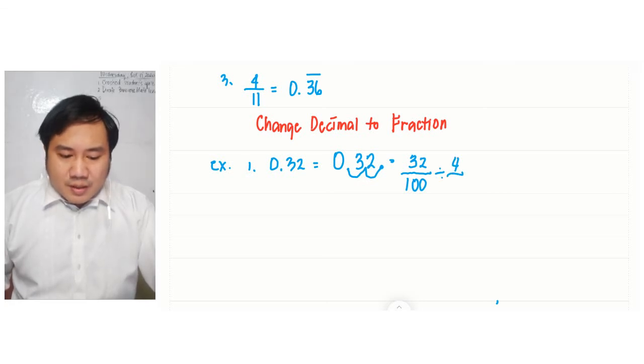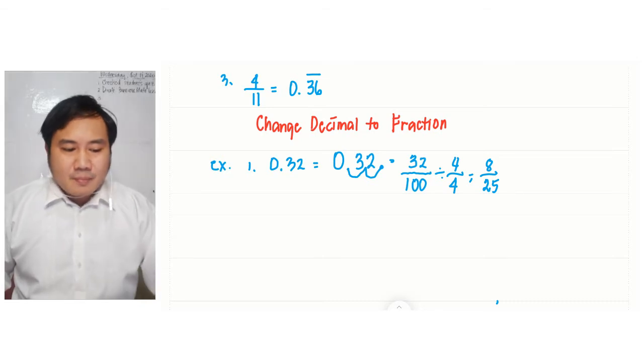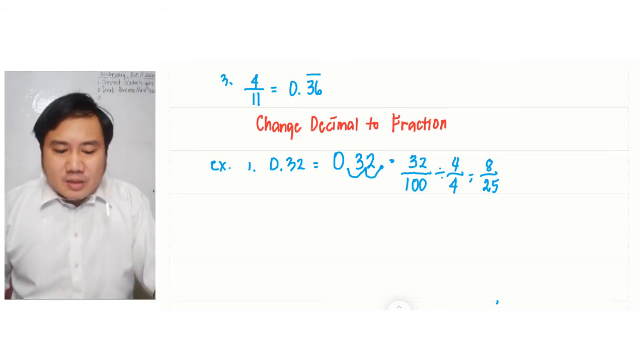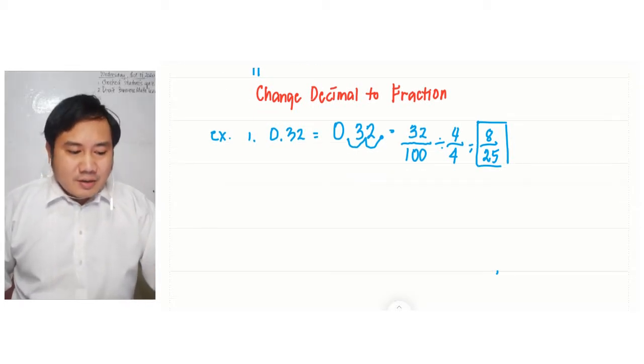Reduce it to lowest term by dividing it by 4. So, 32 divided by 4 is 8 over 25. So, 0.32 is 8 over 25 in fraction. Okay? Another.